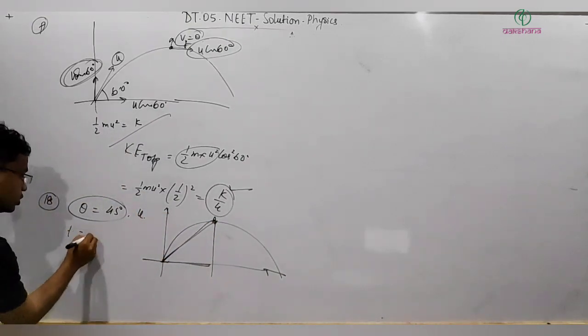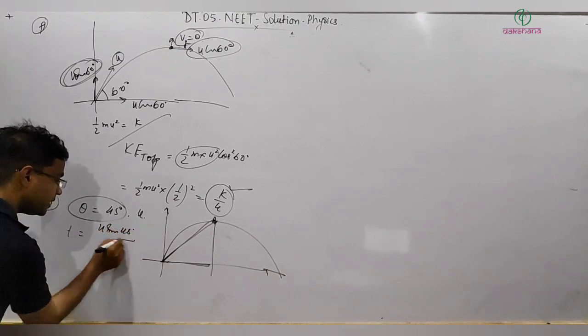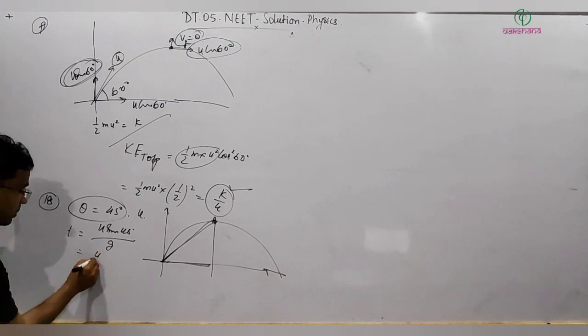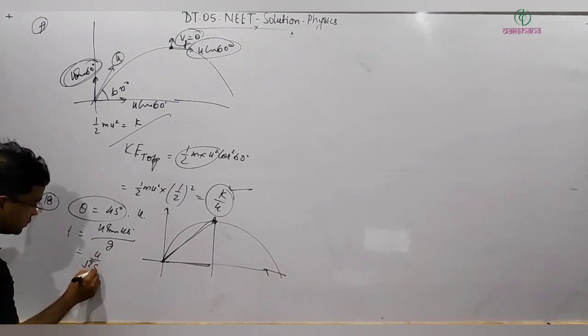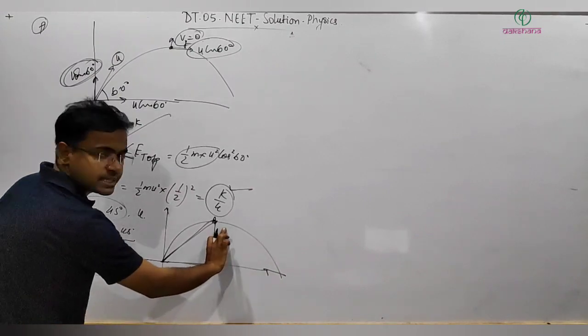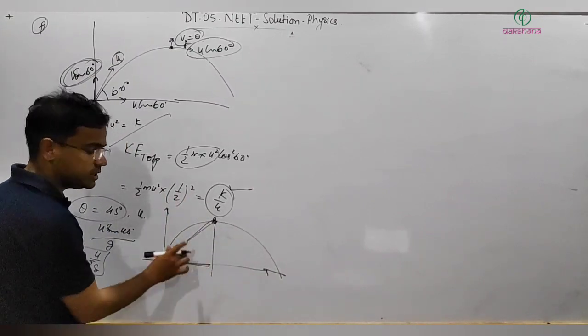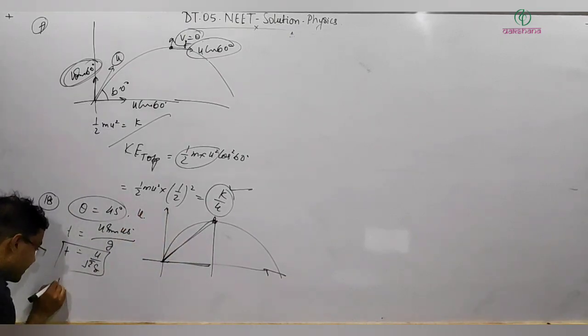So time is 2u sin theta by g divided by 2, that is u sin 45 divided by g. So u by root 2 g is the time. Half of the range plus the maximum height, the resultant of these two, will be the displacement. So R is equal to how much?